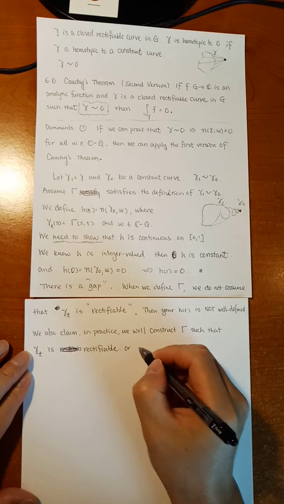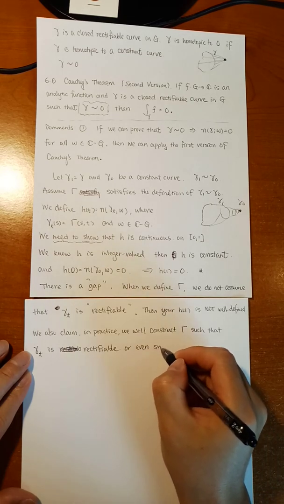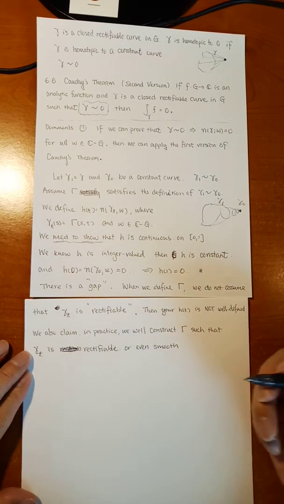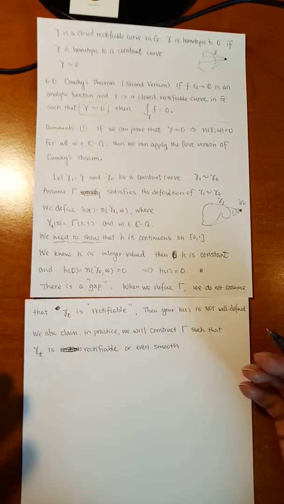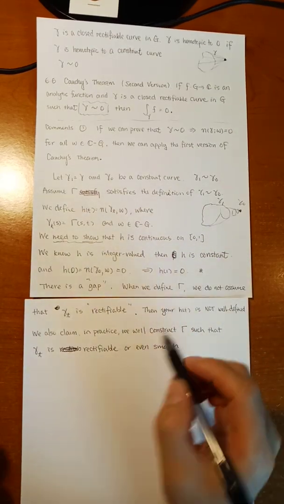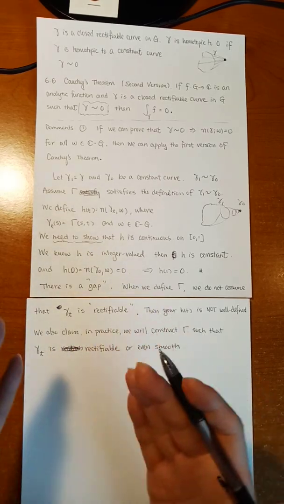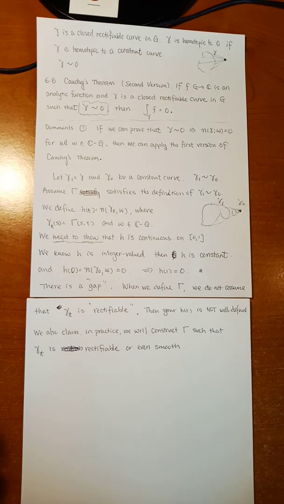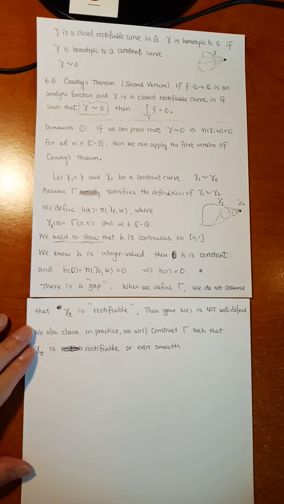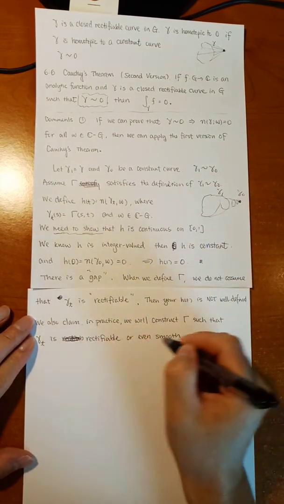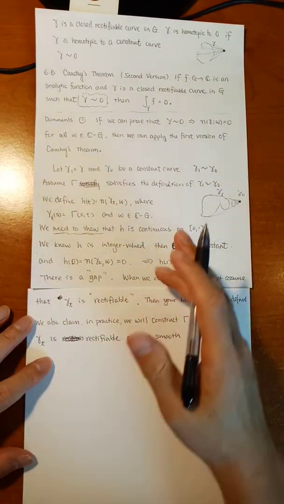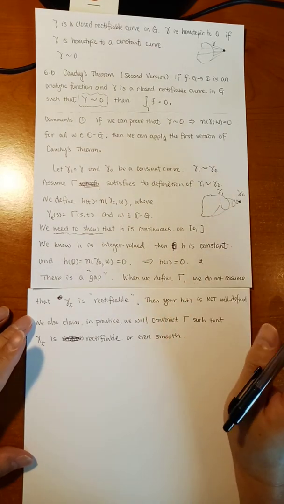Or even smooth. Okay, not just rectifiable, also smooth. But in practice, you have to have some technique, like what is a detailed structure and how do we construct this? Rectifiable or even smooth curve. Okay, so if we can do this in practice, we will fix this gap and everything will be done.